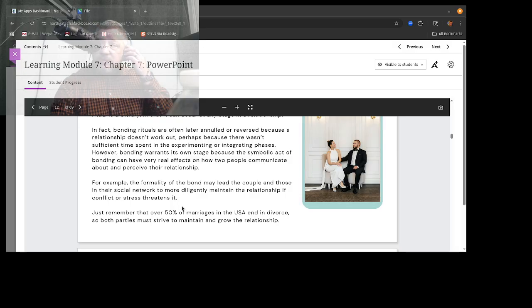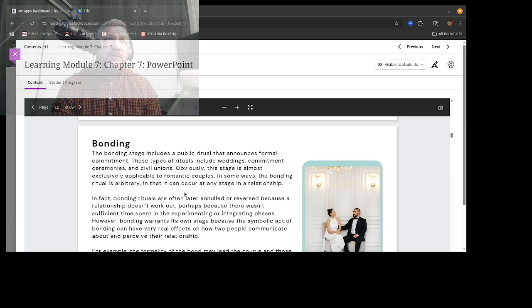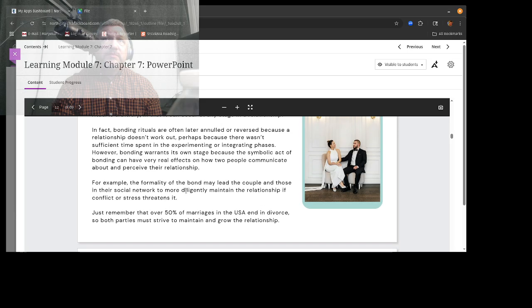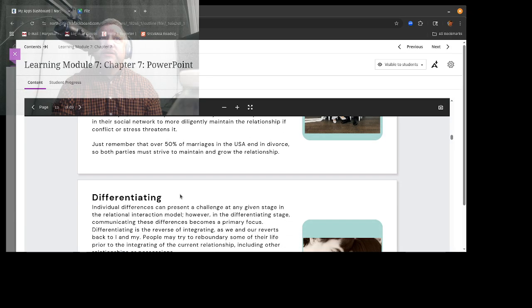Now, I will say, if you think about the idea of the bonding ritual, think about this. We've all seen couples that start to change their social networks a bit, especially if they're in times of marital stress or strife. If they're wanting to work on their relationship, they're going to dedicate themselves to each other more in those moments. Otherwise, they end up like over 50% of Americans in divorce. So ultimately, remember, the bonding stage can last a lifetime, when we think about grandparents that have been married for ages, right? There's a key.